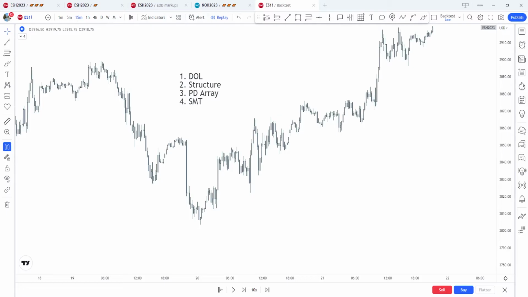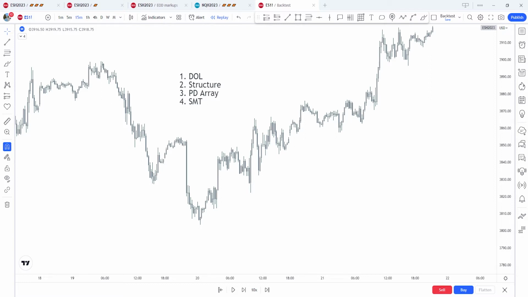So after a couple requests, I want to go over SMT for a bit today. The first thing I want to discuss with SMT, because I think that's where a lot of people get it wrong: SMT is very powerful if you combine it with draw on liquidity. But the first thing is that you need to draw on liquidity first, and then you can apply SMT.